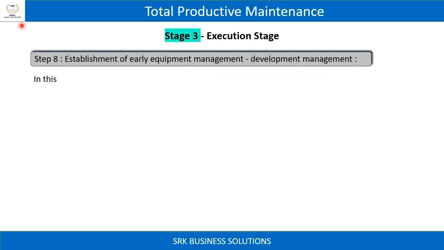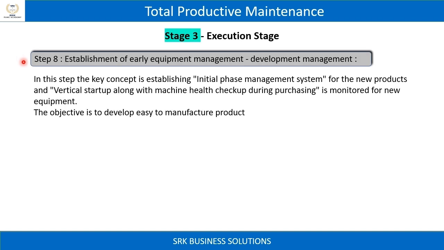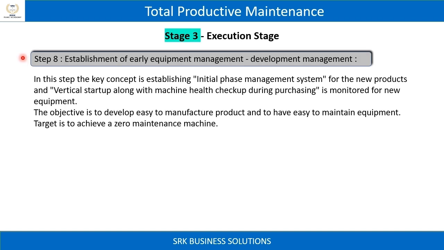Now, step 8. Establishment of early equipment management, development management. In this step, the key concept is establishing initial phase management system for the new products, and vertical startup along with machine health checkup during purchasing is monitored for new equipment. The objective is to develop easy to manufacture product and to have easy to maintain equipment. Target is to achieve a zero maintenance machine.